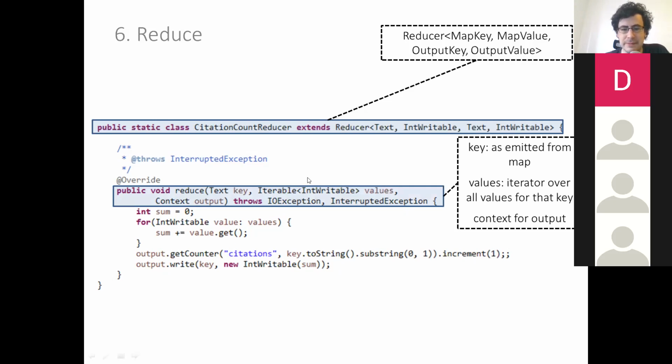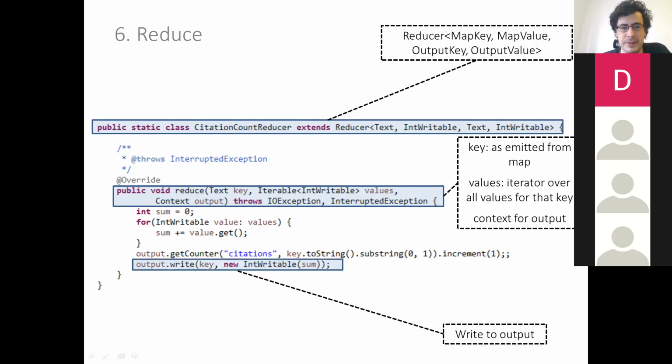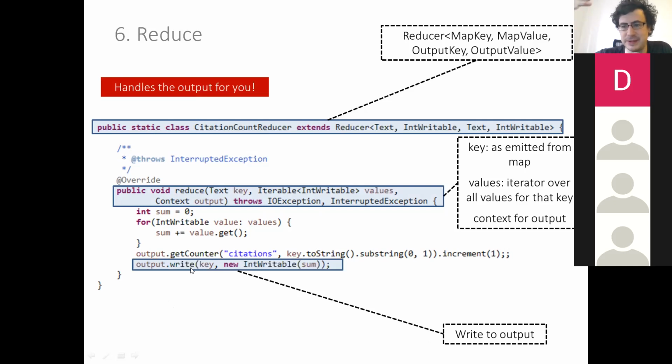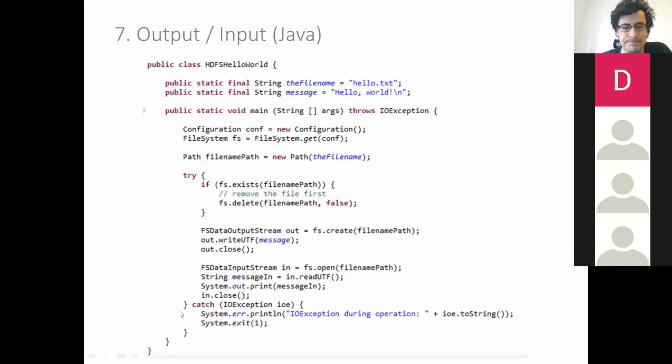Okay, so again, we have the key, we have the values, and we iterate over all the values for that key, and then the context for the output. So this you will have to implement. You will see this in the lab. So the map and the reducer are the 2 most important parts. And here we write our output as key value pairs. Again, this handles the output for you. So we saw in the first slide how to open and close and write the files. You don't need to worry about this. The Hadoop framework will call the HDFS framework to write this file.